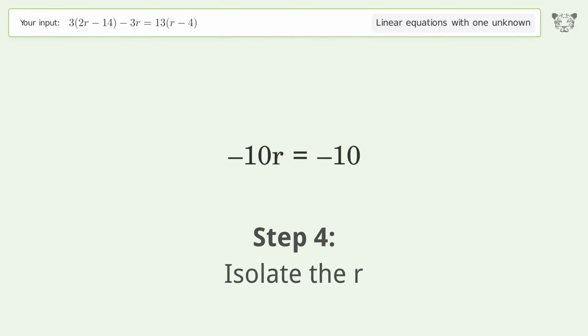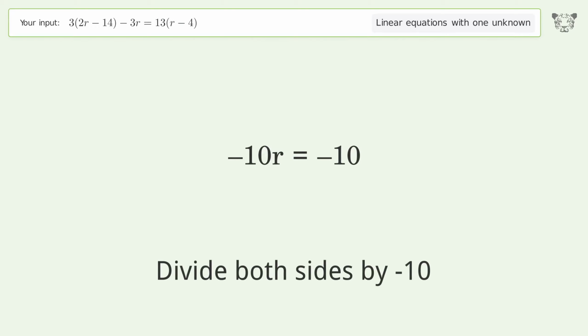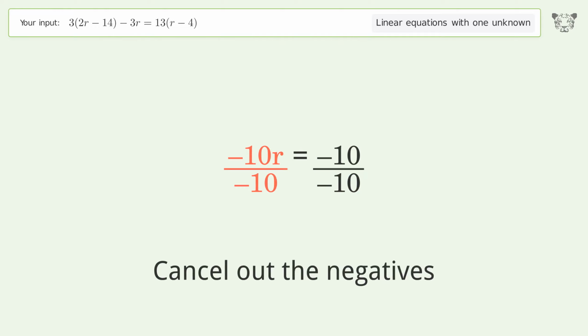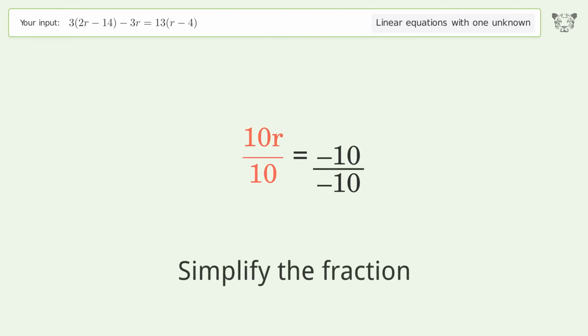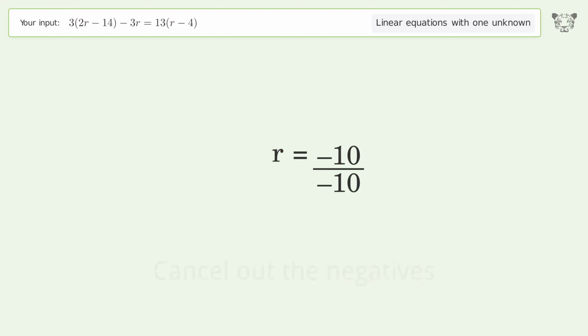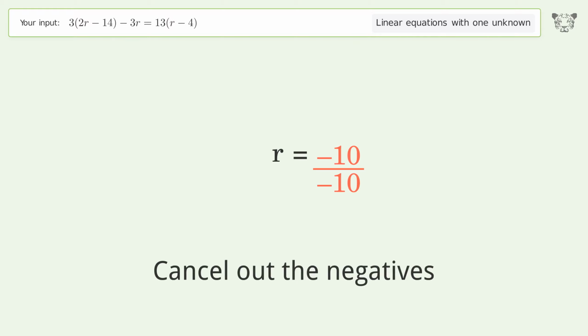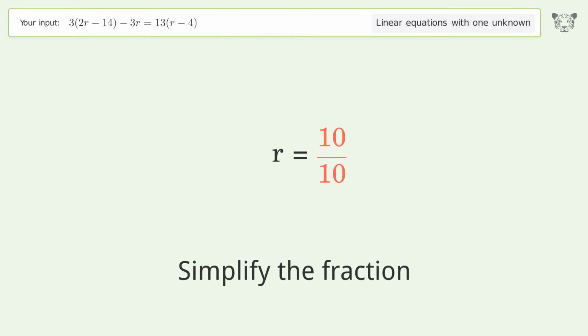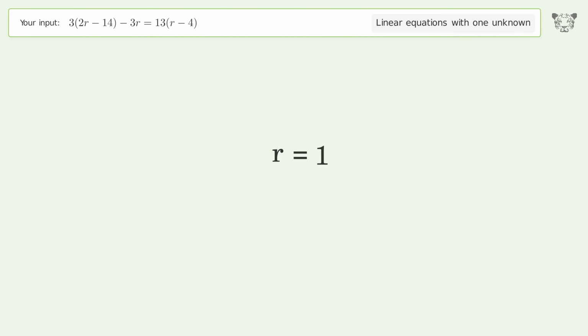Isolate the r. Divide both sides by -10. Cancel out the negatives. Simplify the fraction. Cancel out the negatives. Simplify the fraction. And so the final result is r equals 1.